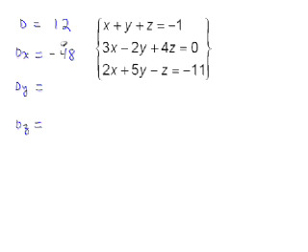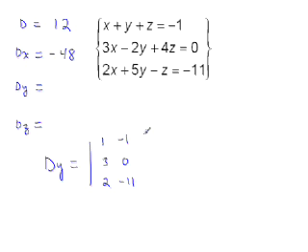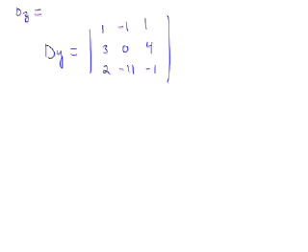So now we have d equal to 12, d sub x equal to negative 48. We'll repeat this process 2 more times for d sub y and d sub z. To find d sub y, we will now replace the y column with the constants, so our x column remains the same, 1, 3, 2. We now will write our constants in, negative 1, 0, negative 11, and our z column, 1, positive 4, and negative 1. And again, we will use expansion by minors to figure out what d sub y is.